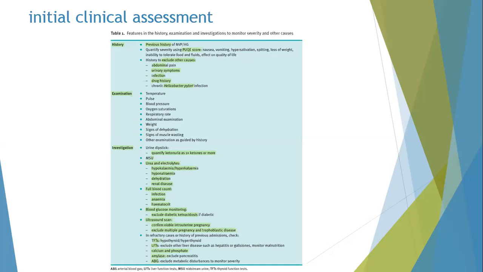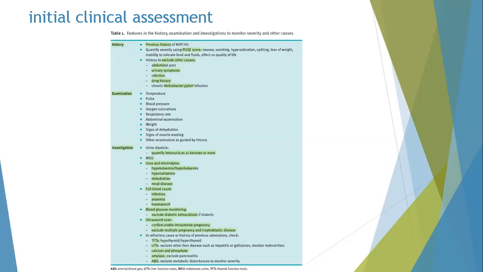And we should, after this, assess ability to tolerate food and milk and effect on quality of life, which are the 3 questions below the table before. History to exclude other causes like abdominal pain, urinary symptom, infection, drug history, chronic Helicobacter pylori infection, all this from her history. We should have a thorough history with her.